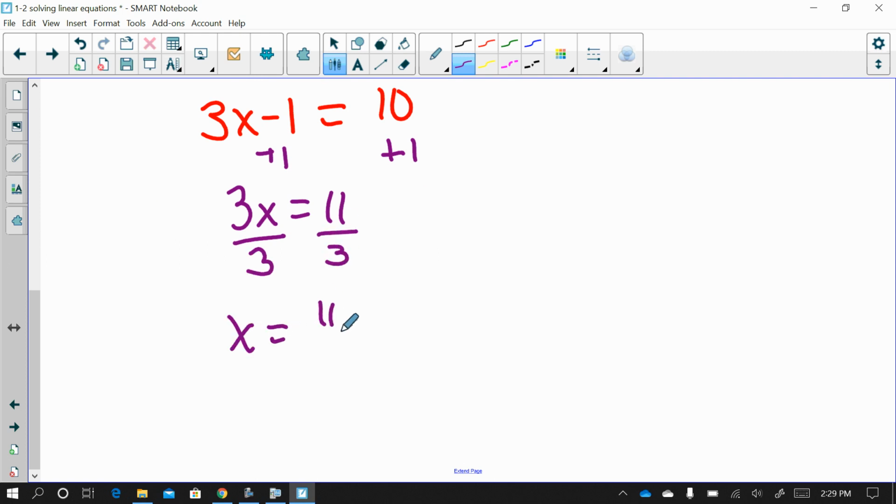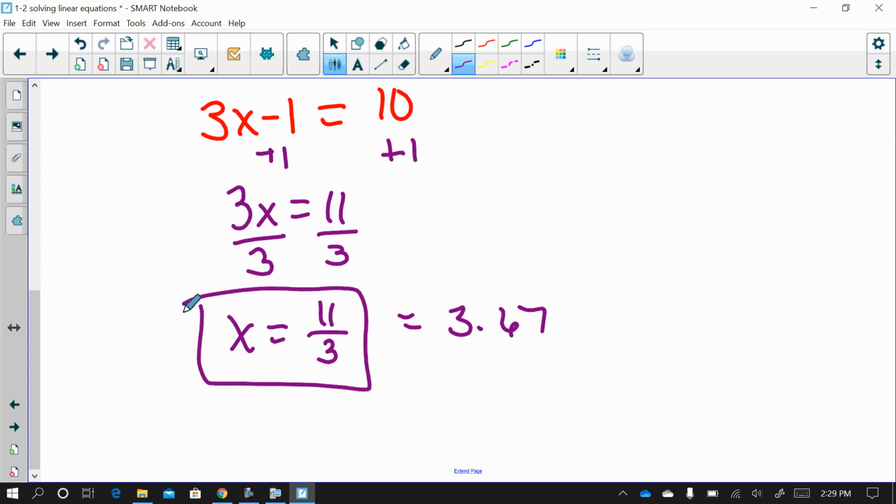And leave it like this. Okay. You could change it into 3.67 if you want, but you need to make sure you're very careful with your rounding. Leaving it as a fraction is much more accurate and it's cleaner. Okay, so please leave it as an improper fraction.